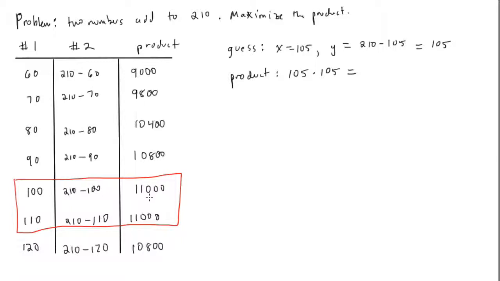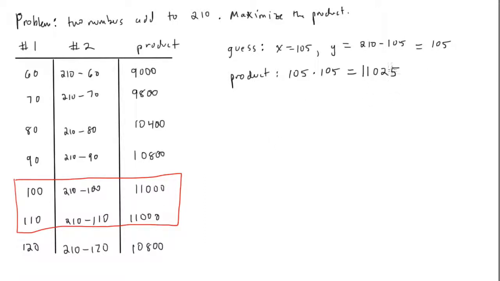Okay, so let's just compute here real quick. What is 105 times 105? And I'll just put this in the calculator real quick. And the calculator says that I get 11,025. So I have beaten the previous record by not much, but enough that it's actually bigger.